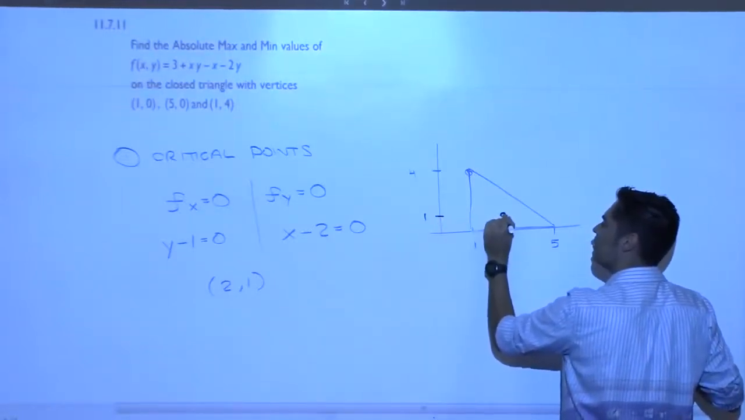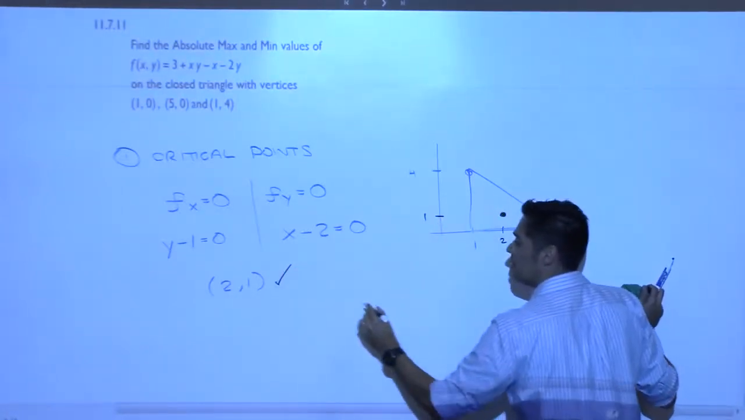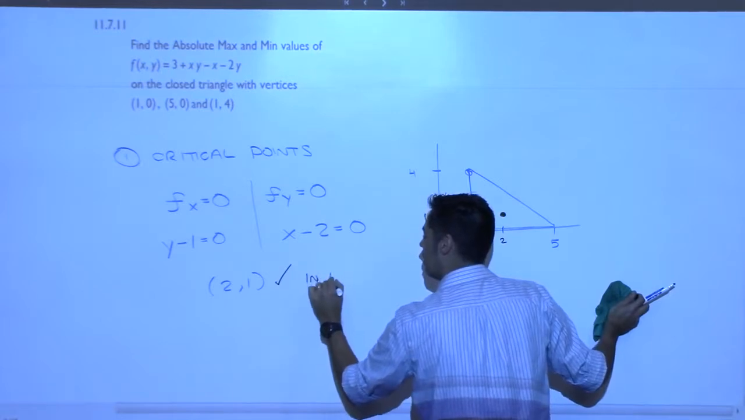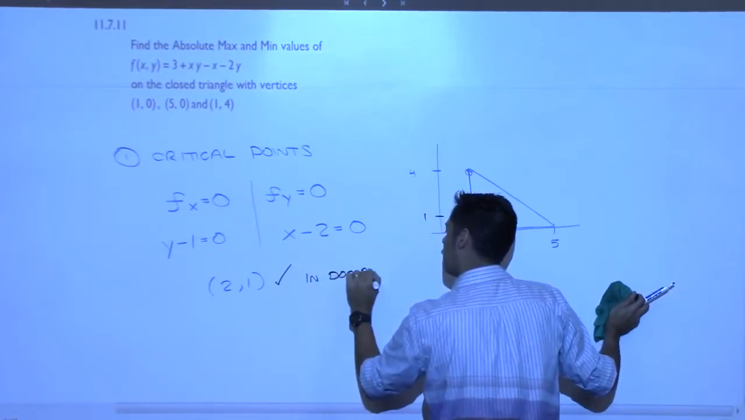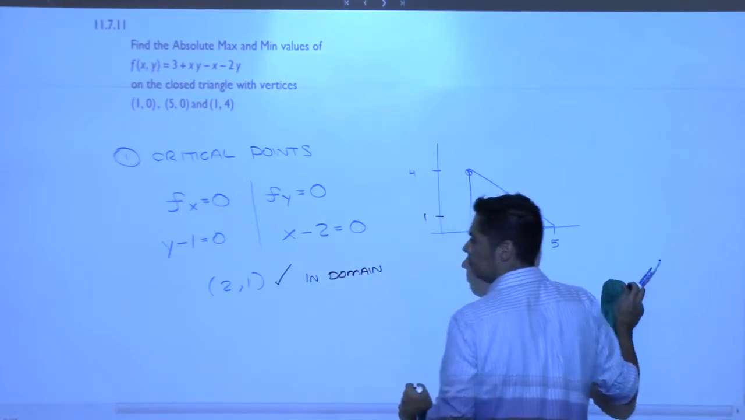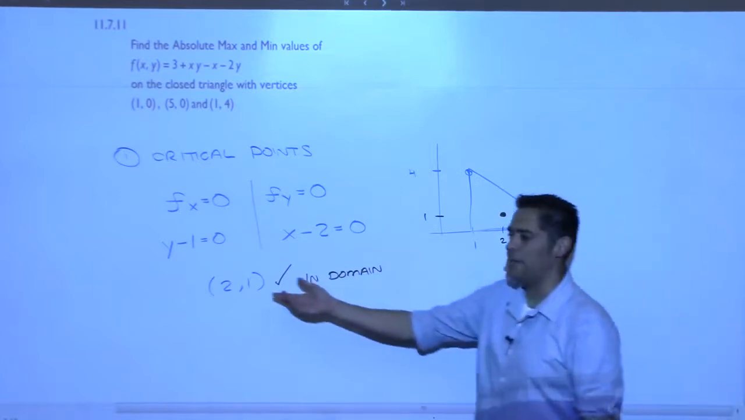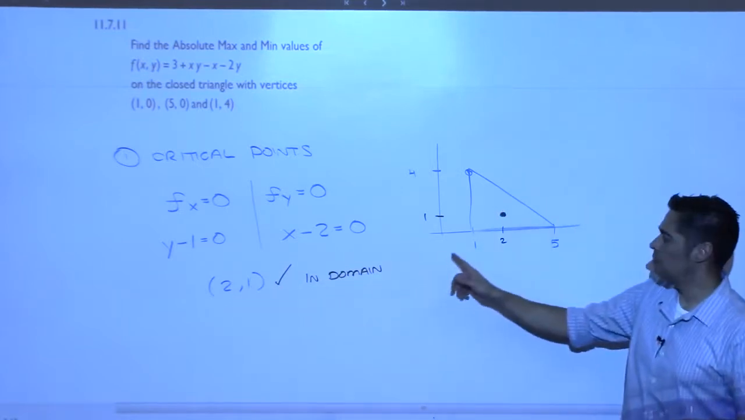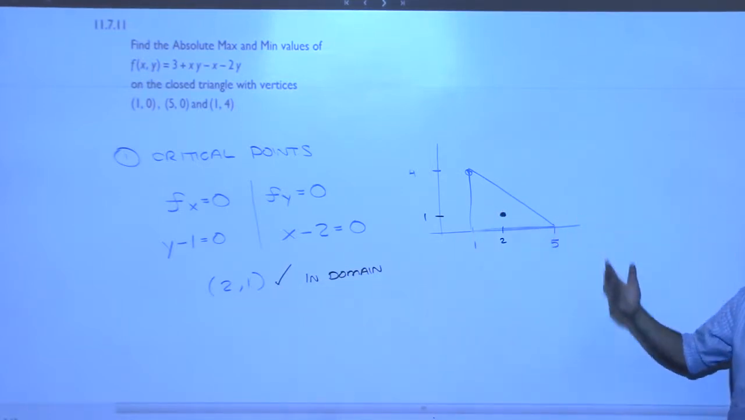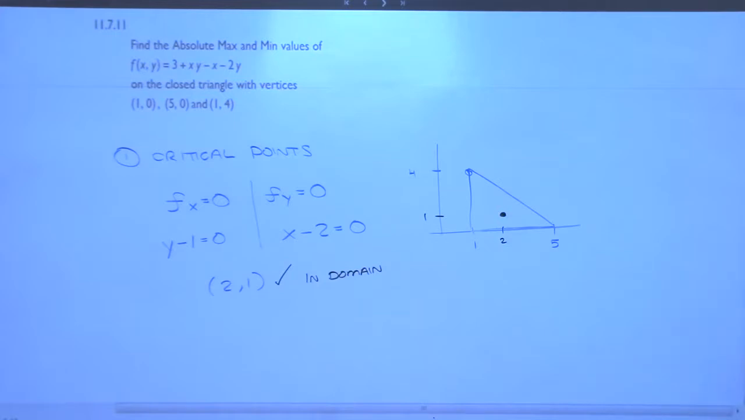So it's in here, right? So I'm going to put a little check mark. It's in the domain. That means I need to check it. What if that instead was the point (5, 2)? I wouldn't check it, right? I would just chunk it. Question? No, I have one, but you're good? Okay. All right, so that's the first step.